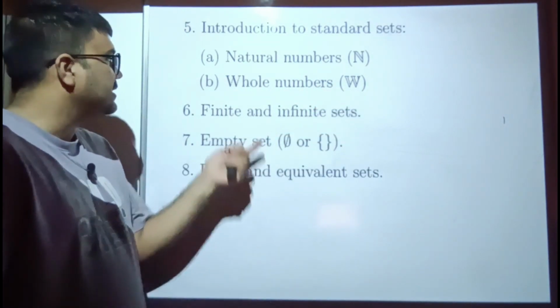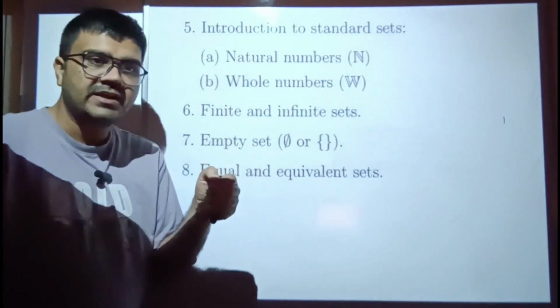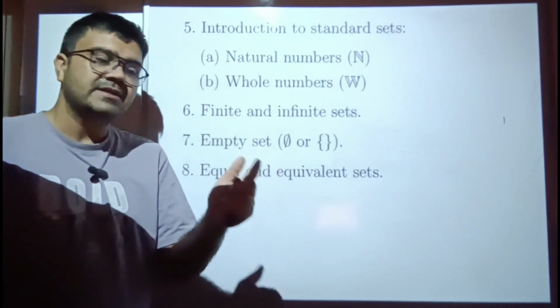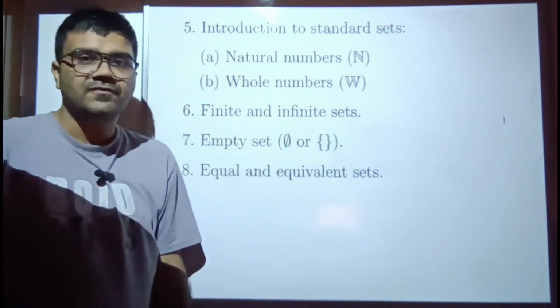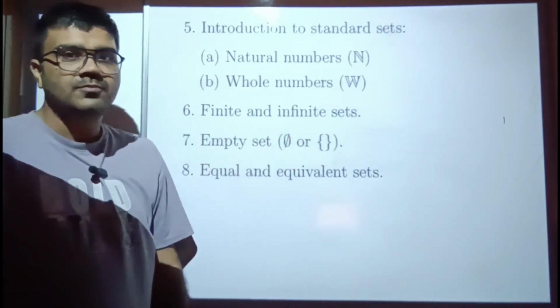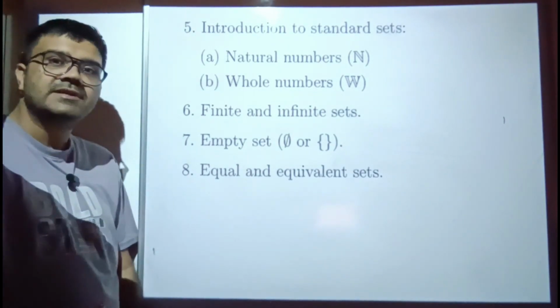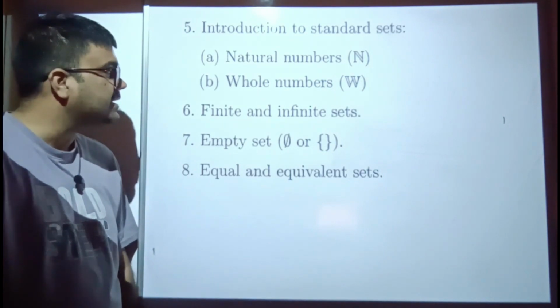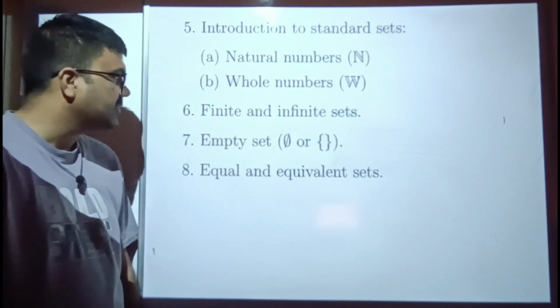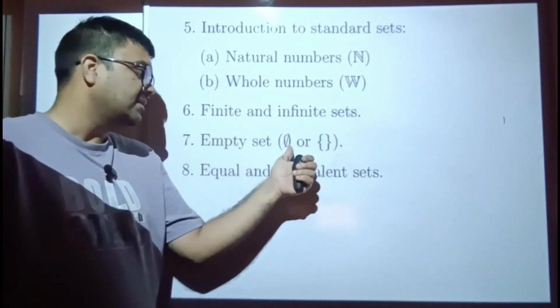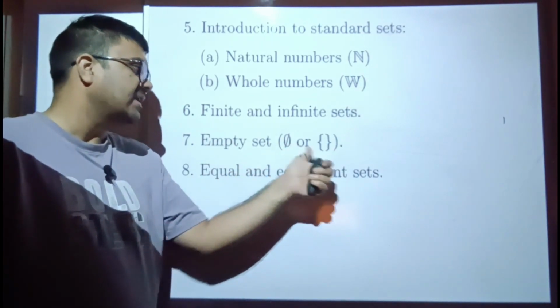After that, we saw various examples of finite and infinite sets. If the process of counting comes to an end, it is a finite set. If the process of counting does not come to an end, when we assign natural numbers to the elements, then that set is called an infinite set. Then we saw the empty set. Definition of empty set: the set which has no element. It can be represented with phi.